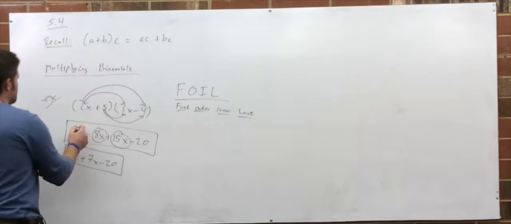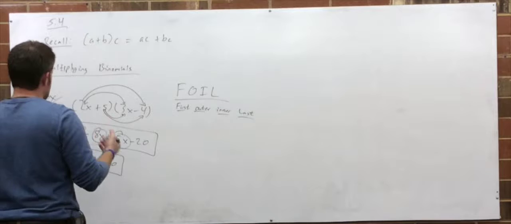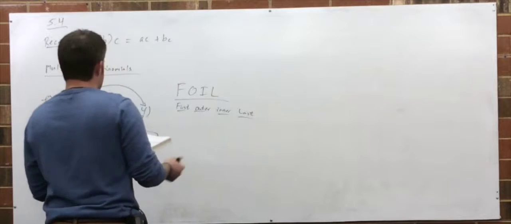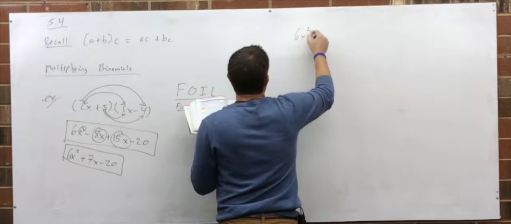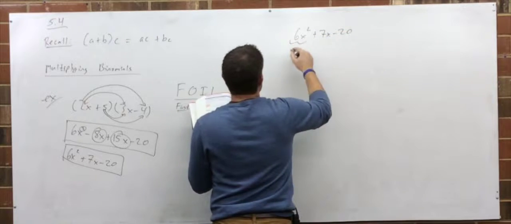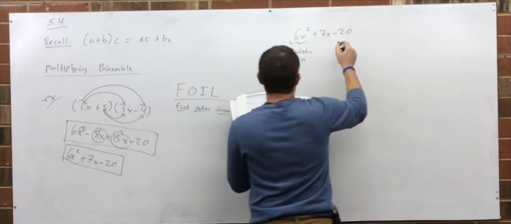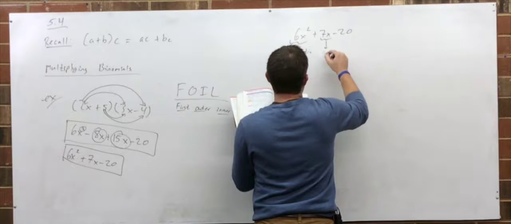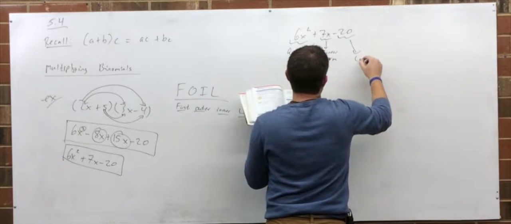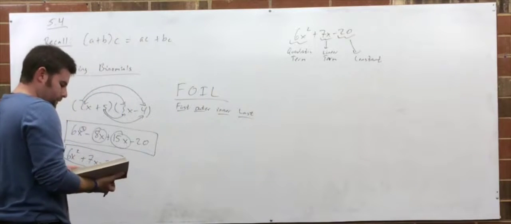Anything with a degree of 2 we refer to as quadratics. They're still polynomials, but a specific type of polynomial that we call quadratics. So let's look at this answer and break it up into the terms. It's 6x squared plus 7x minus 20. Well, this is the quadratic term. And then this is your linear term. And the 20 is your constant term. Those will be more important later on down the road.